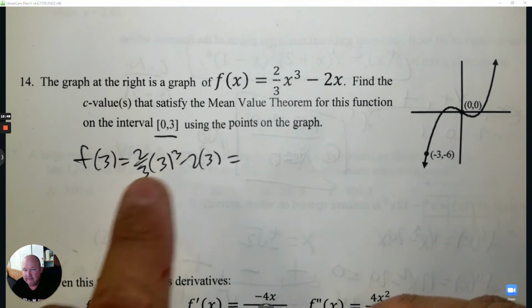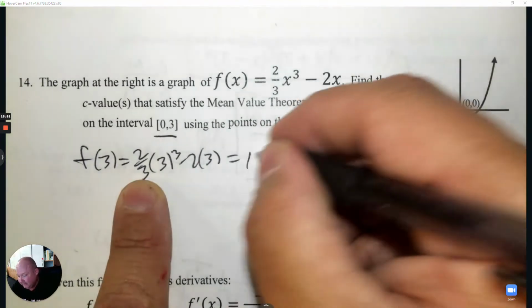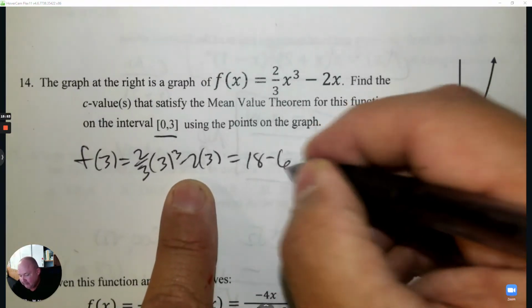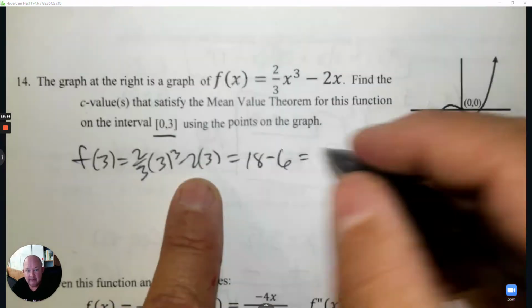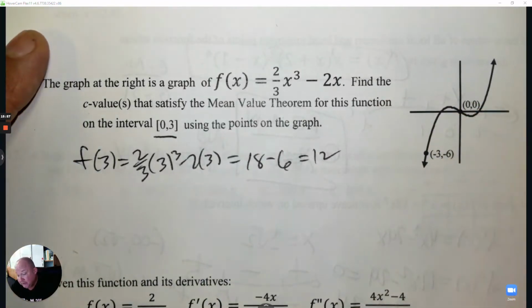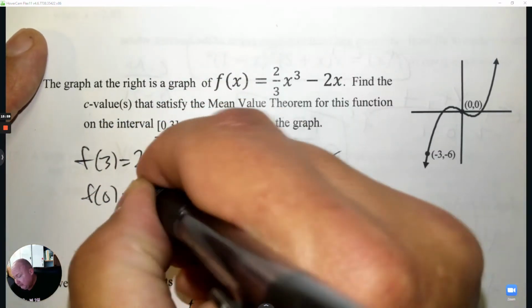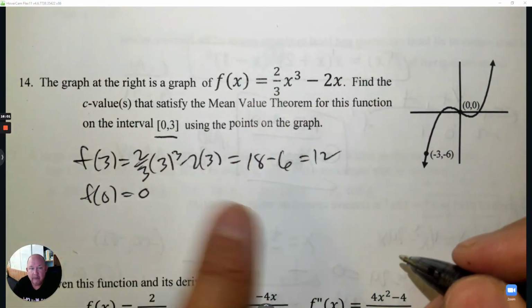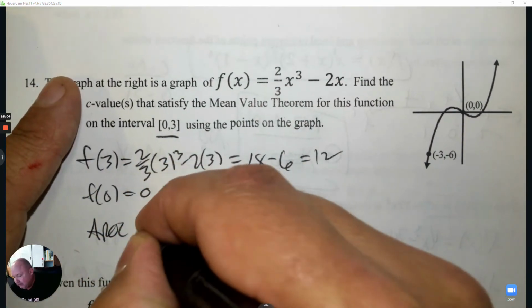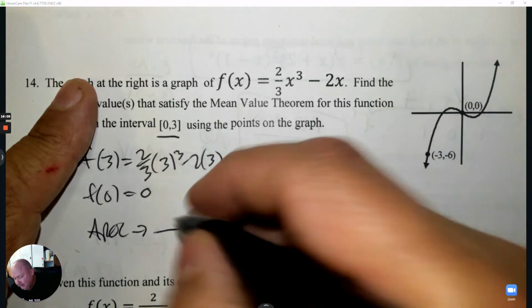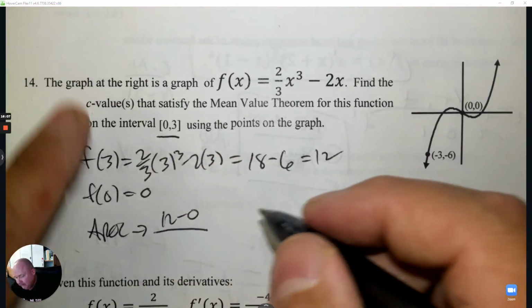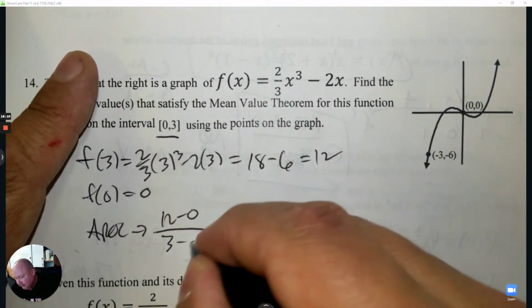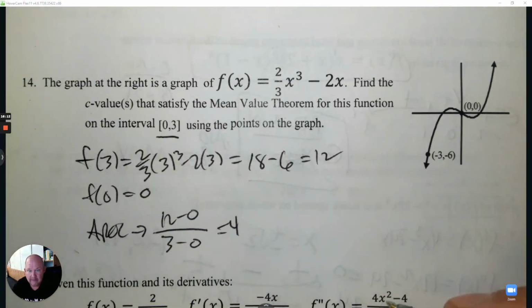This is 27 divided by 3, which is 9. 9 times 2 is 18. 2 times 3 is 6, and then put it all together. I'm also going to plug in 0. Well, that answer is going to be 0 when I plug in 0. So then when I find A rock, it's going to be y2 minus y1, and then I use the interval, 3 take away 0. So the answer is 4.